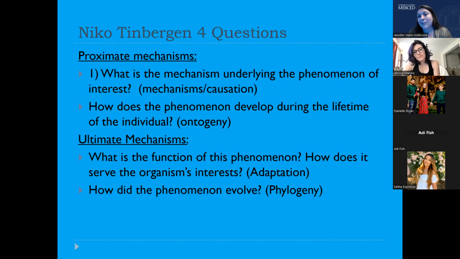Ultimate questions to ask are: what's the function of the phenomenon? How does it serve the organism's interest? This is asking how it evolved, or whether it is adaptive or not. And then finally, how did the phenomenon evolve through different species? This is phylogeny. So there are these four levels of description.